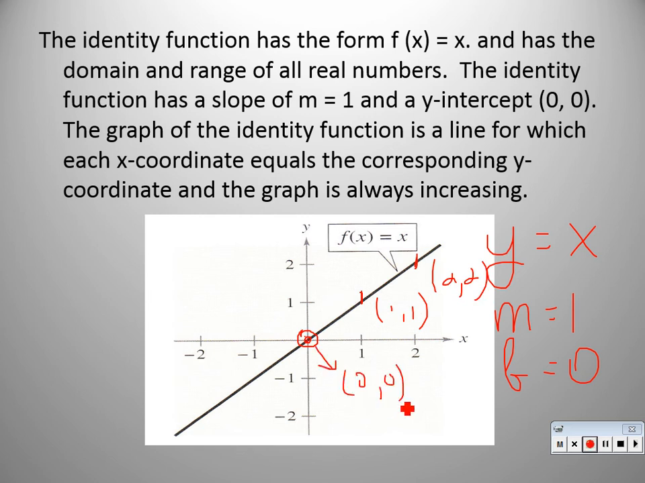So one of the other characteristics of the identity function is that each x coordinate equals the corresponding y coordinate, and the graph is always increasing. So that's just, once again, another special type of linear function that's known as the identity function, and that's going to play a large role in some different things that we'll do moving forward, particularly when we start to talk about some different things involving inverses. And that'll be some things that we'll do in a few weeks here.